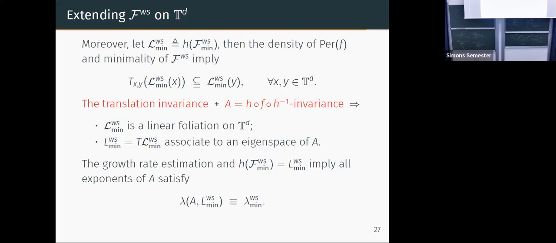You need that because when I play the game here, some defending games here, I need the strong stable foliation to be minimal. So that's the place we need irreducibility, and that's the key point. We apply this argument repeatedly, at least three or four times, and all of this relies on irreducibility. That's the essential part. Without this, I think we can get nothing.